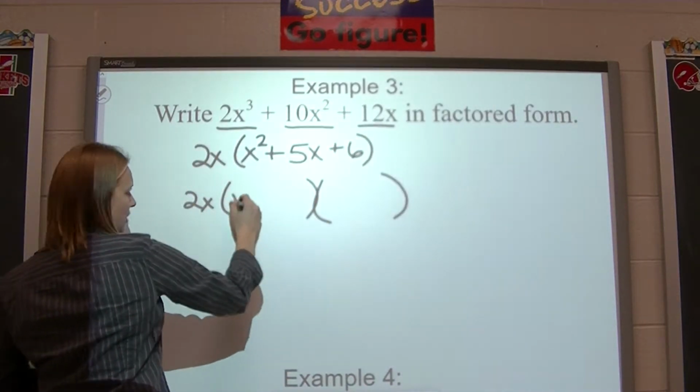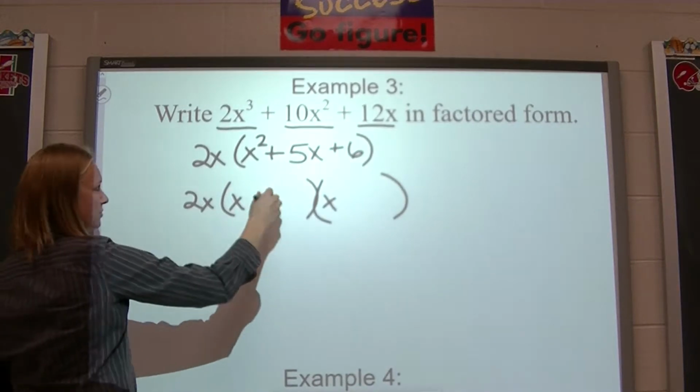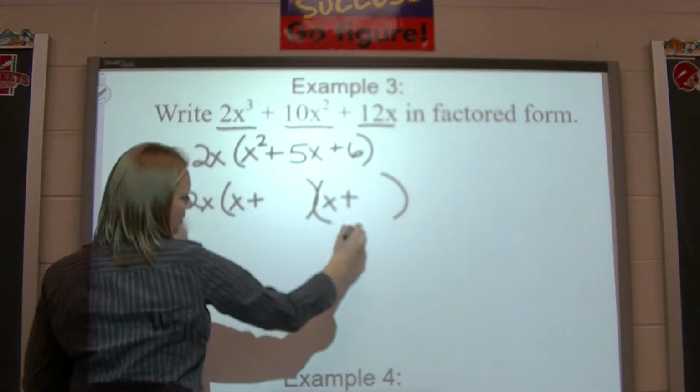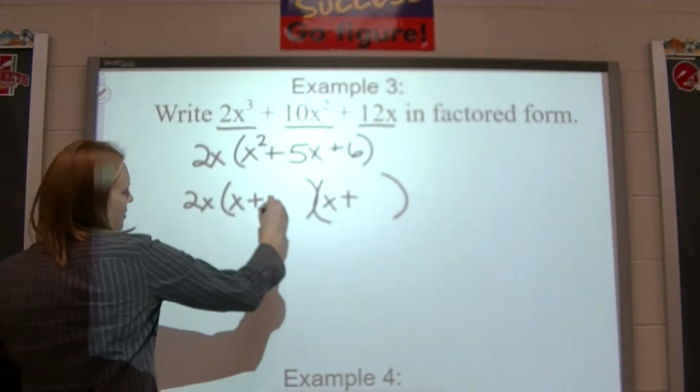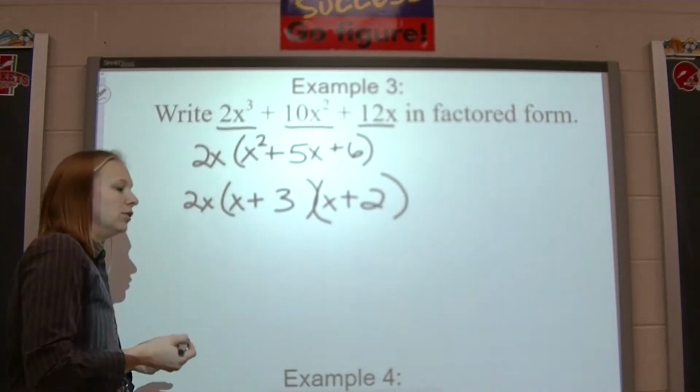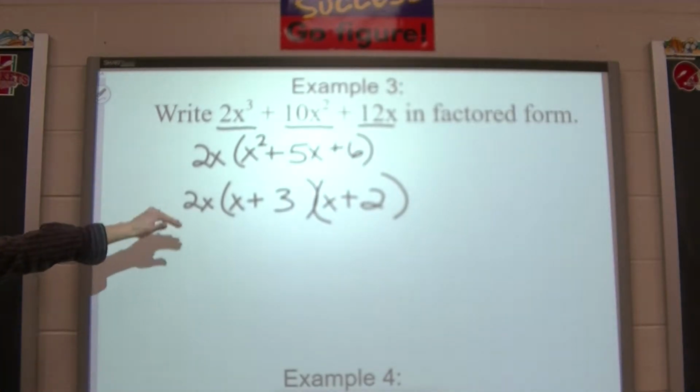Okay, so we have x squared, so it's going to be x times x. My signs are both positive, so these are both going to be positive. And one of my factors is 6 that I can plug in and add to 5, and it's 3 and 2. So there, this is in factored form.